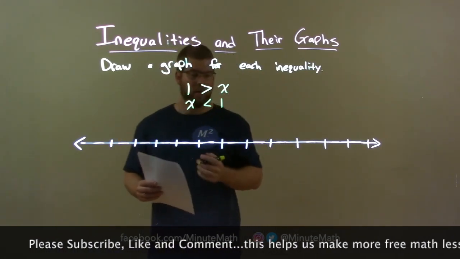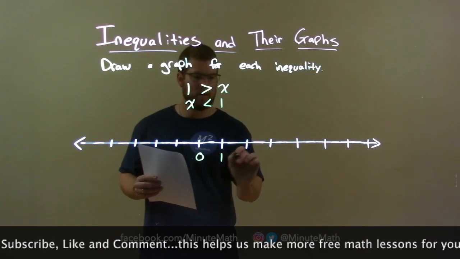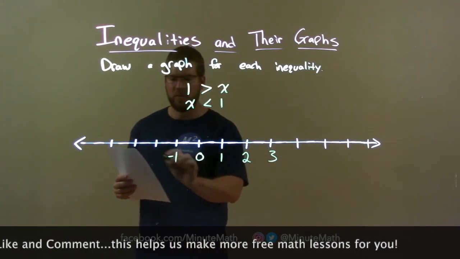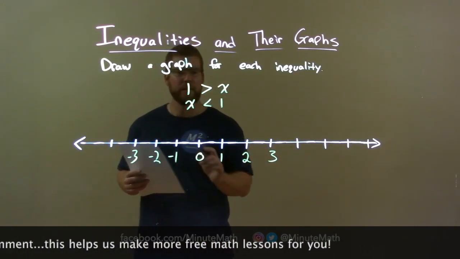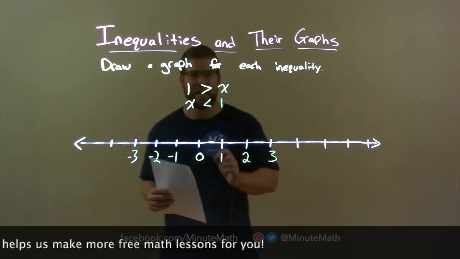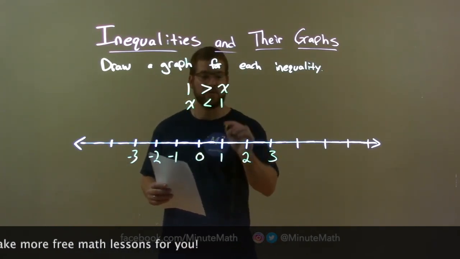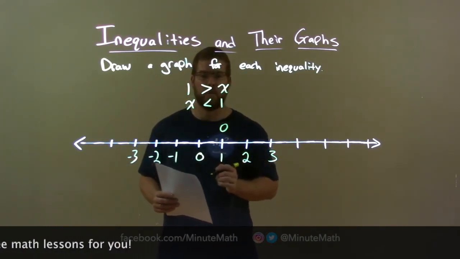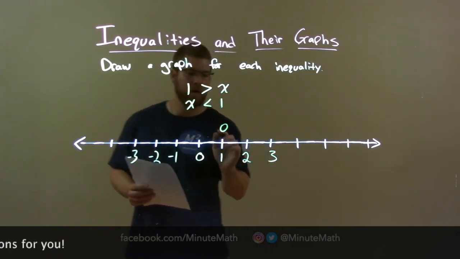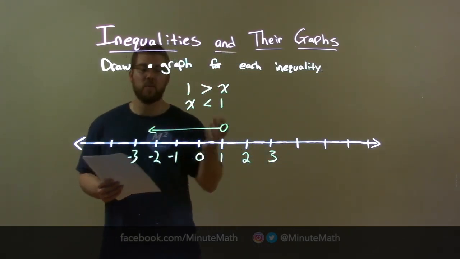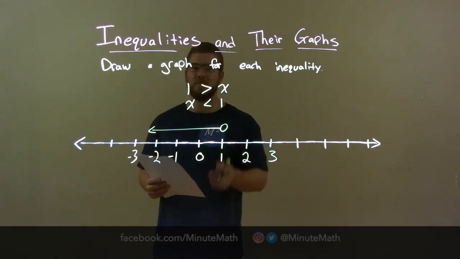So let's write our number line now. 0 here, 1, 2, 3, -1, -2, -3. They tell us x is less than 1, meaning not equal to. That's an open circle right there at 1. Since x is less than 1, we shade to the left. And there we have our answer for x is less than 1.